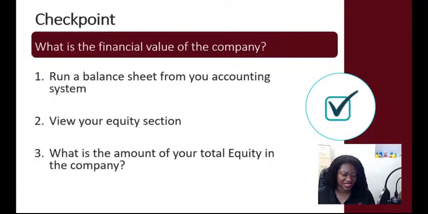Now, once you do this exercise and you see that you have positive equity, awesome. If you see that you have negative equity, what this could be an indication of is that you have losses over the years, and those losses are continuing to accumulate, so you have like a negative retained earnings balance. Or you could have too many distributions coming out of the company. Those distributions are considered draws, like equity that you're taking out of the company, and that can throw your equity into a negative balance.